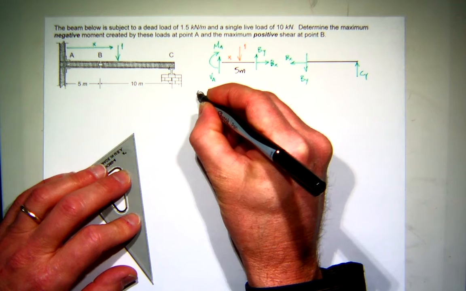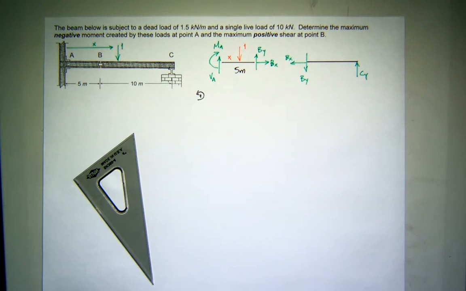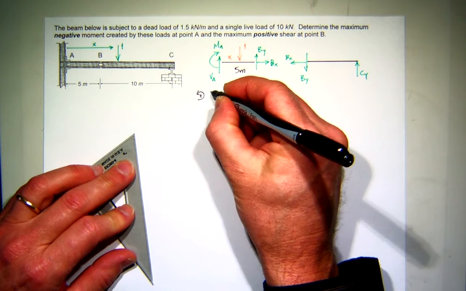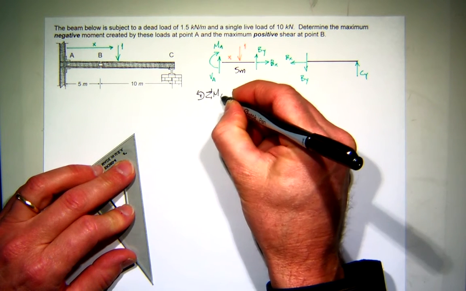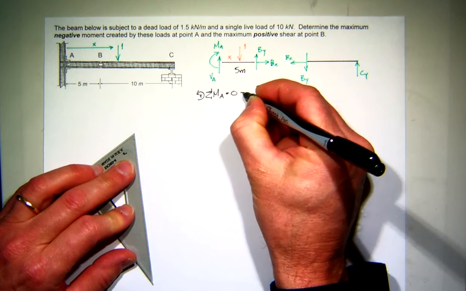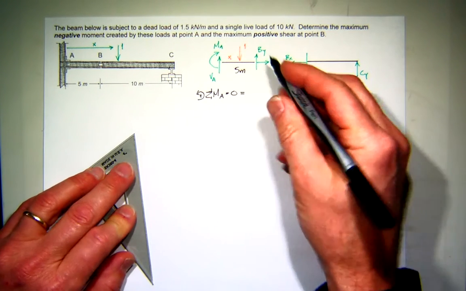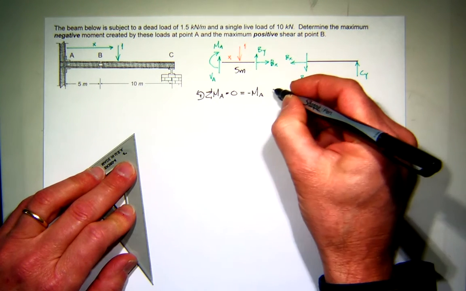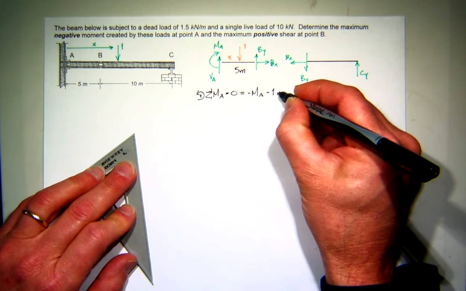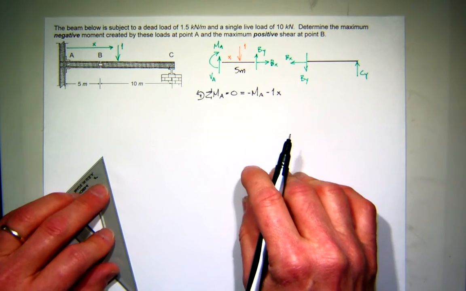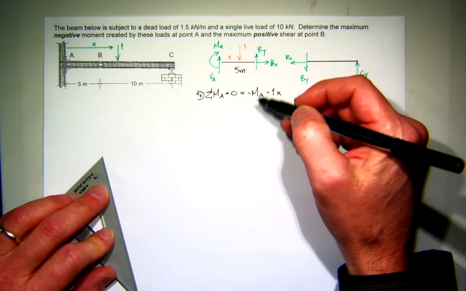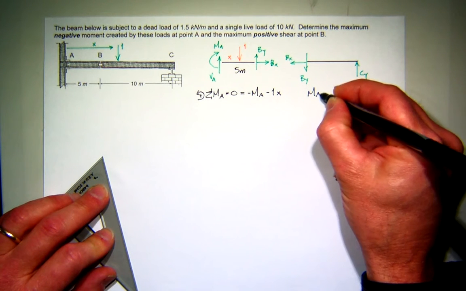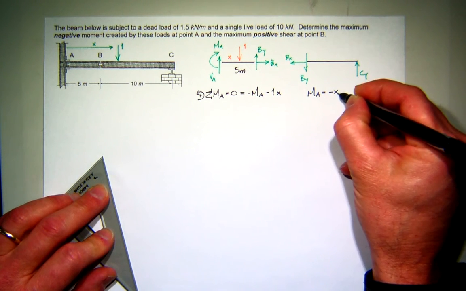So I'm going to sum the moments about A and set them equal to 0. And when I do that, I have my reaction moment, which is negative. I have my unit load, which is creating also a negative moment with a moment arm of X. And that's it, because By is 0. So it looks like in this case, my moment is just equal to negative X.